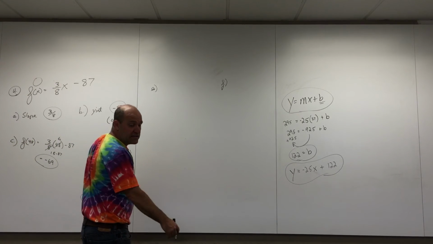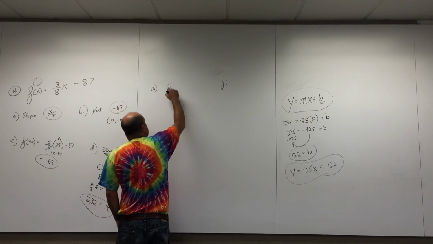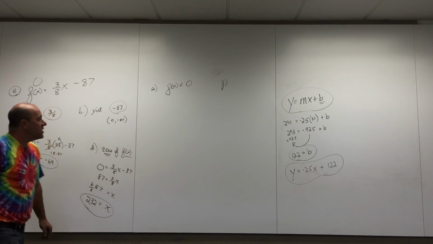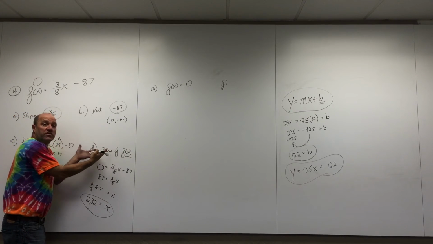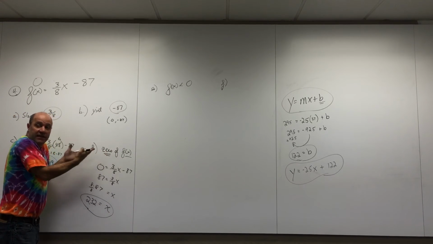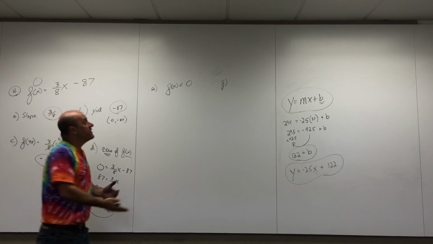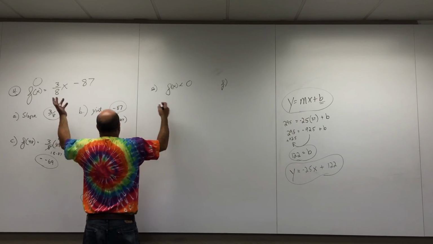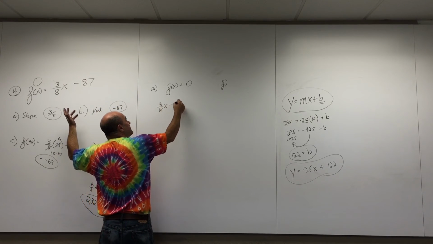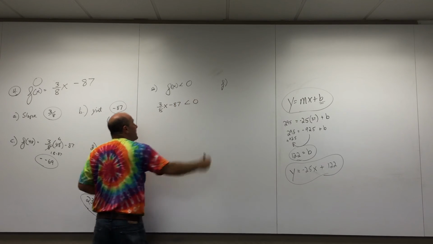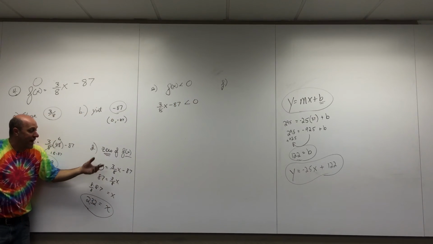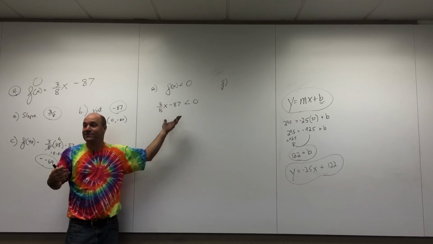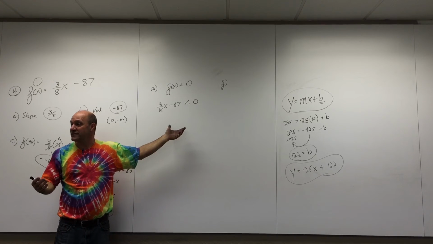They want an interval. It says, I want an interval when f of x is less than 0. I want to know when the function is less than 0. Listen, you guys, when I wanted to know when the function equaled 0, what did I do? I set it equal to 0. Well, if I want to know when the function is less than 0, I'll write the function and I'll set it less than 0. When I want to know when it's less than 0, I'll set it less than 0, and then I'll proceed to solve this.